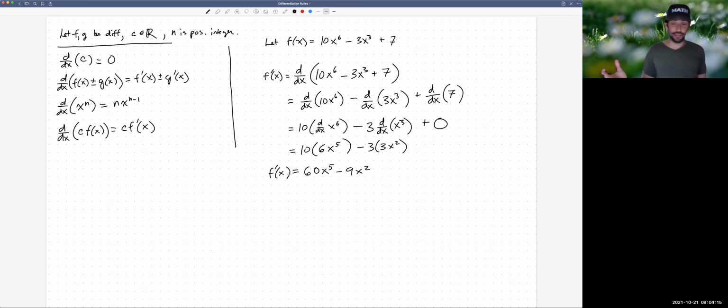So there it is, polynomials, right? One of the most common functions, ones we see all the time. We can now take their derivatives, and it's really no big deal, right?